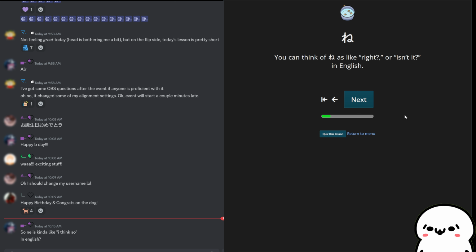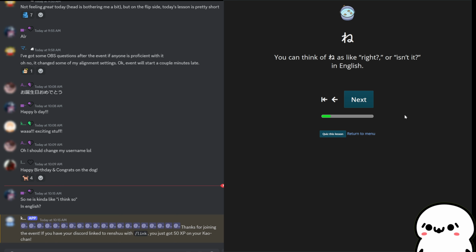Please note that here in Renshu, it's saying you can think of it as these two things. However, ne does not mean right. Ne does not mean isn't it. And I'll talk about that in a few more minutes once we talk about some examples, and then you'll see what I mean. But what ne is doing here is, think about the purpose of right or isn't it in English. When do we use it?